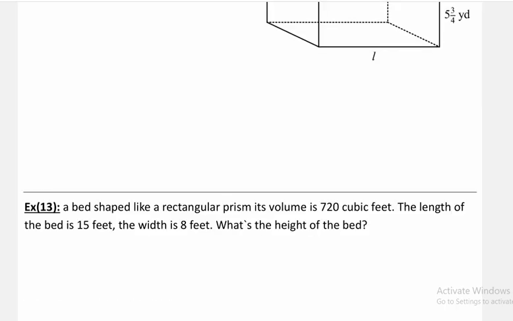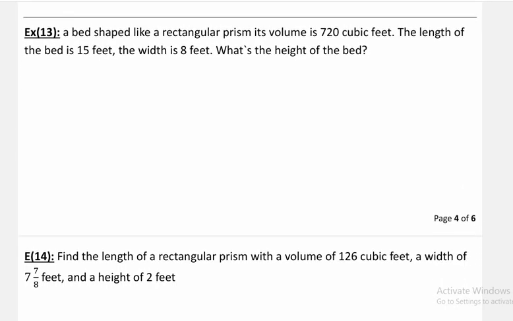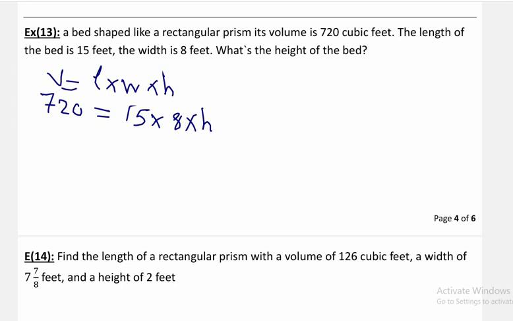Let's move to another question. A bed shaped like a rectangular prism. Its volume is 1720 cubic feet. The length of the bed is 15 feet and the width is 8 feet. What is the height of the bed? Now you are checking your answer. Volume equals length times width times height. 1720 equals the length is 15, the width is 8, the height I don't know.